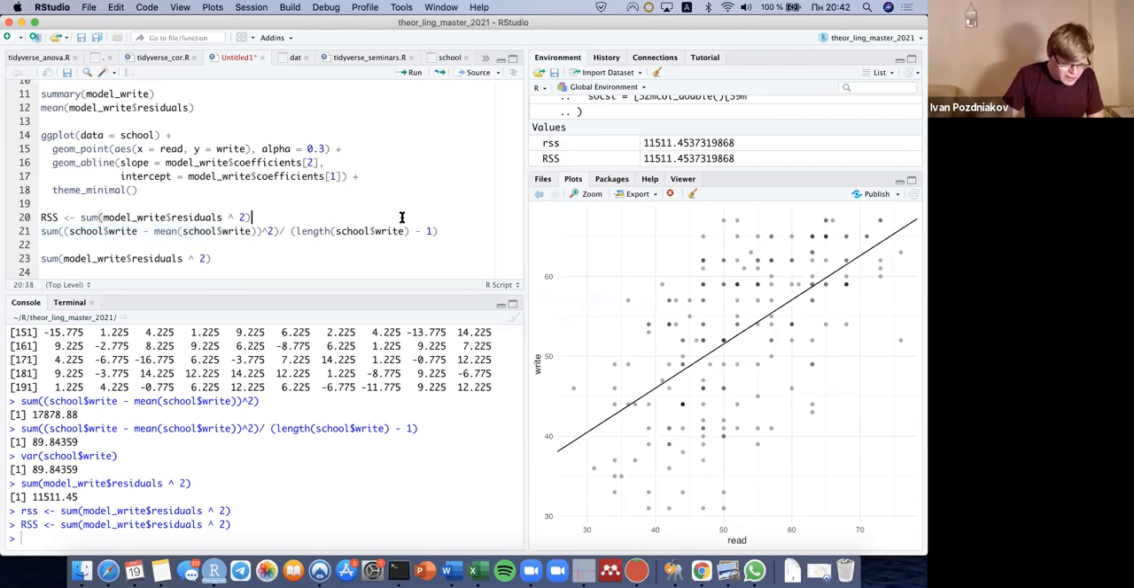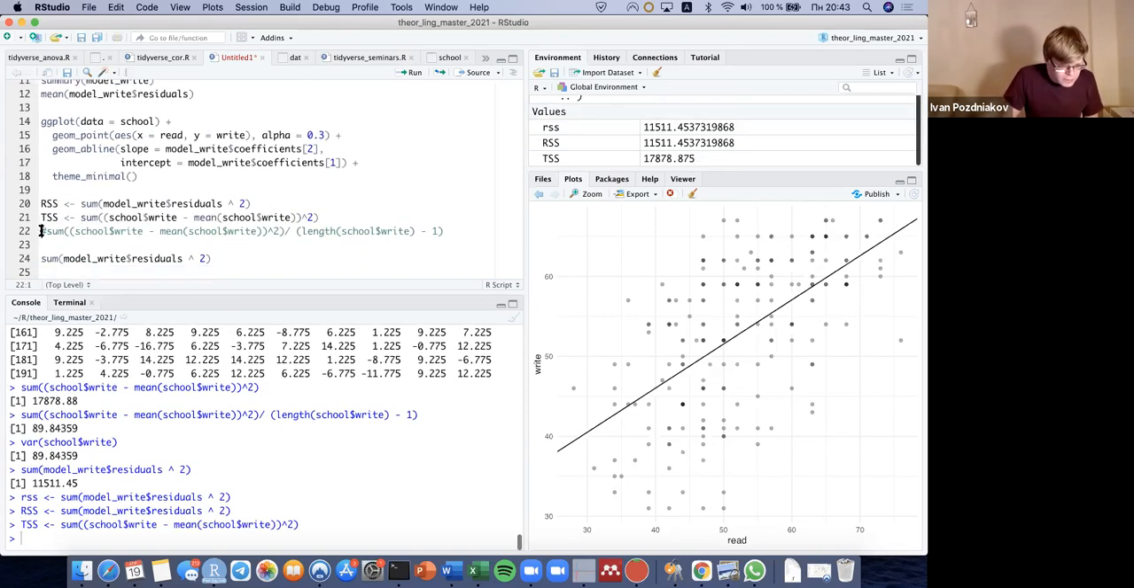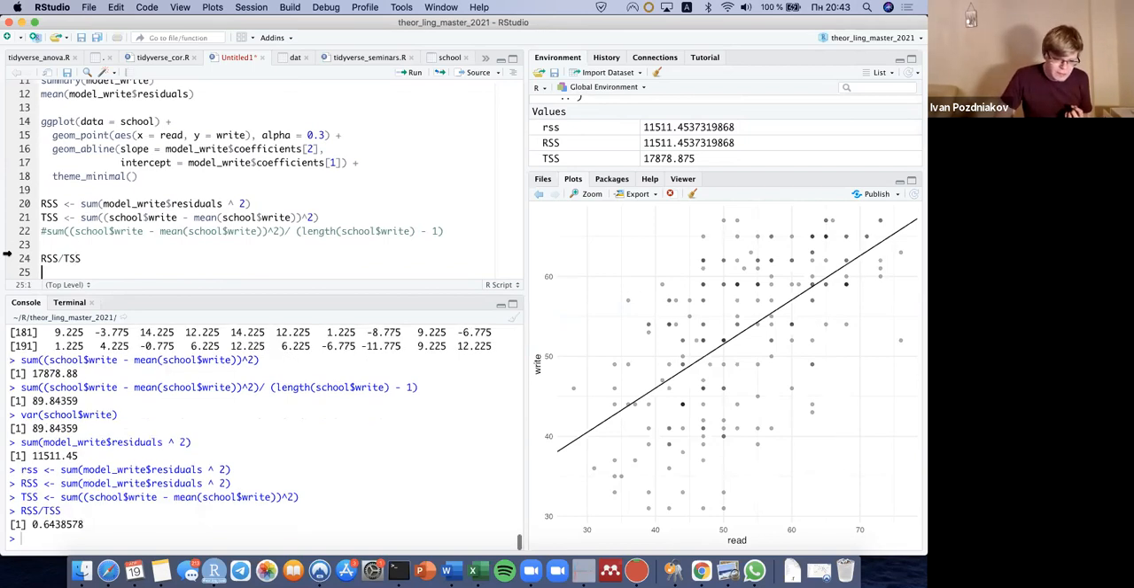This is a variance, but without division by length minus 1, it is the total sum of squares. It's something that we wanted to explain. So if we divide one by another, we will get the ratio of variability that we couldn't explain.